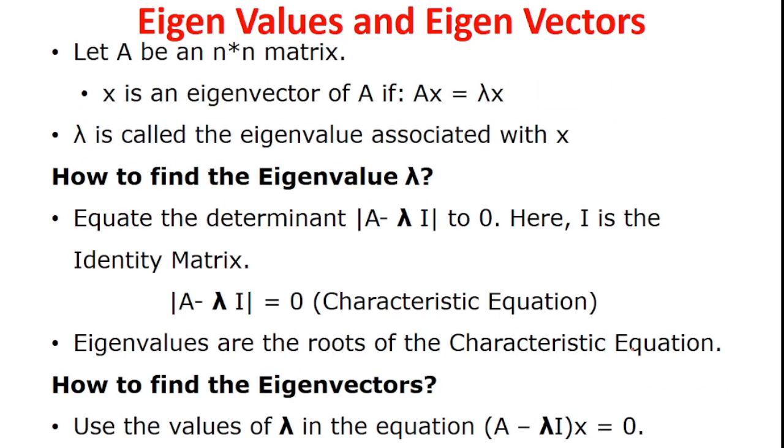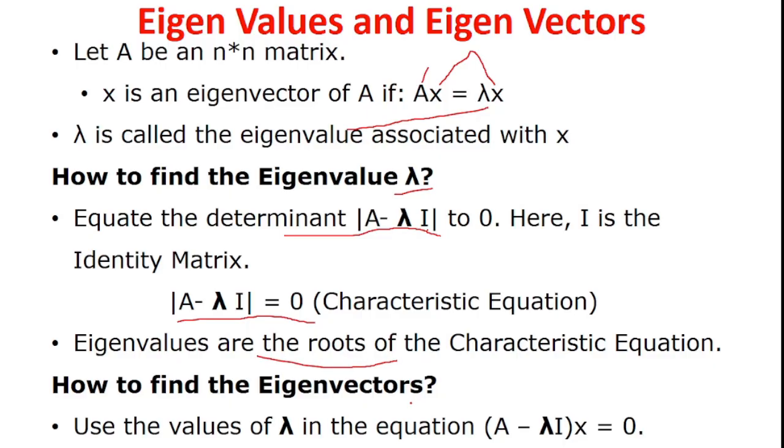So let's consider A be an N cross N matrix, and X be the eigenvector, and this lambda be the eigenvalue associated with eigenvector X. How to find the eigenvalue lambda? You need to equate the determinant of A minus lambda I to 0, and in this case I is nothing but your identity matrix, right? Determinant of A minus lambda I equal to 0 will give you the characteristic equation, and from that characteristic equation we can find the roots.